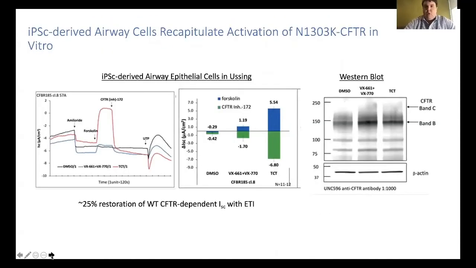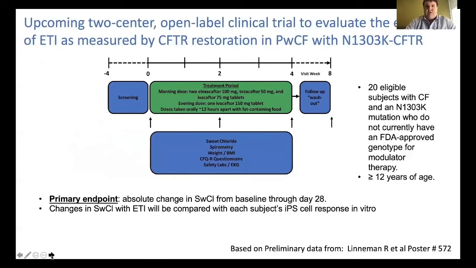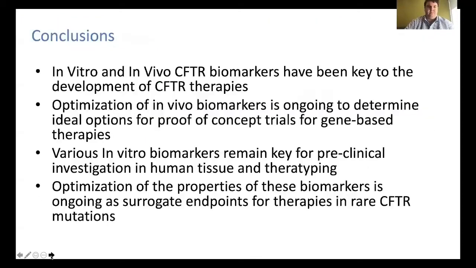More recently, work from subjects with the N1303K CFTR mutation showed in the iPSC system to have activation of CFTR despite conflicting data in the literature. Therefore, we have designed a study to test the improvement of sweat chloride as a primary endpoint in patients with N1303K treated with ETI therapy, and correlate this with changes in sweat chloride and the iPSC cell response to further develop this as a potential biomarker for future clinical development.